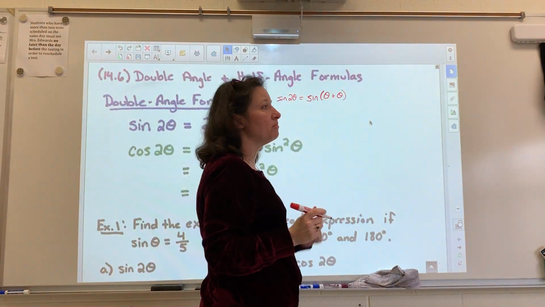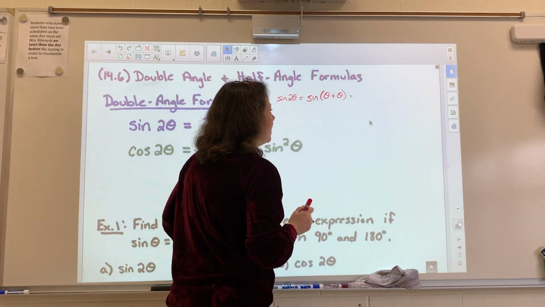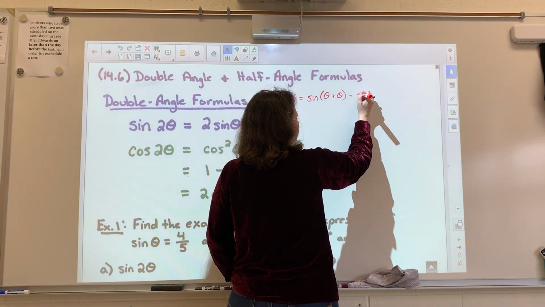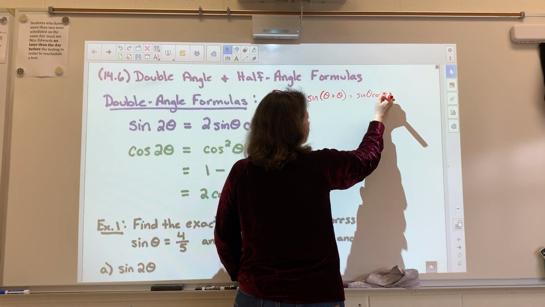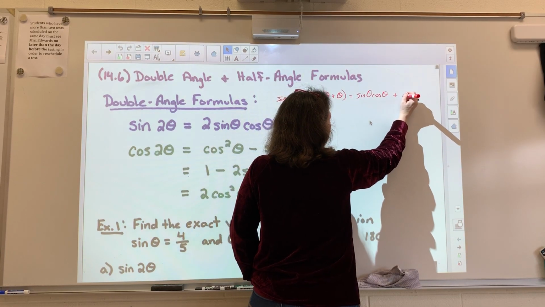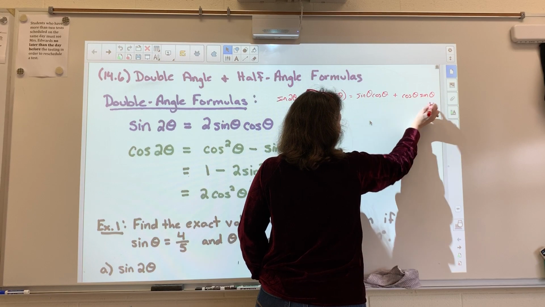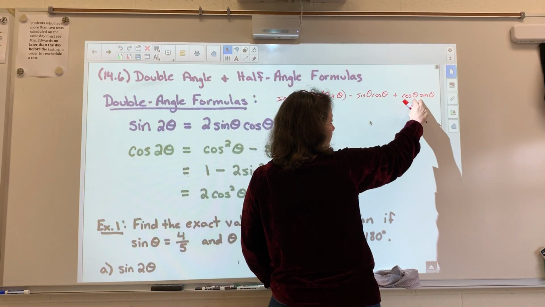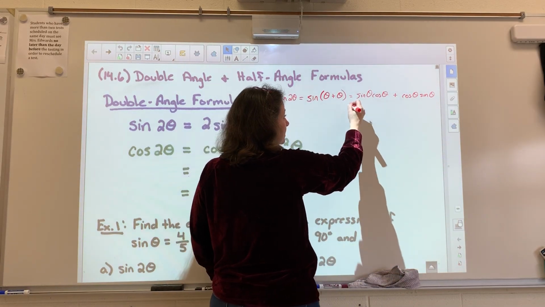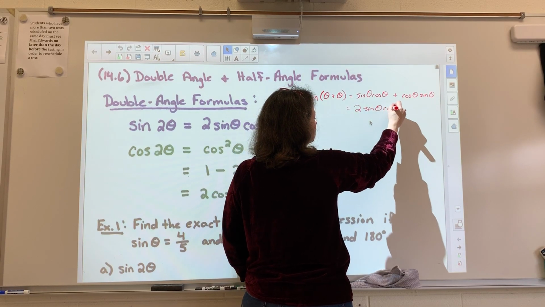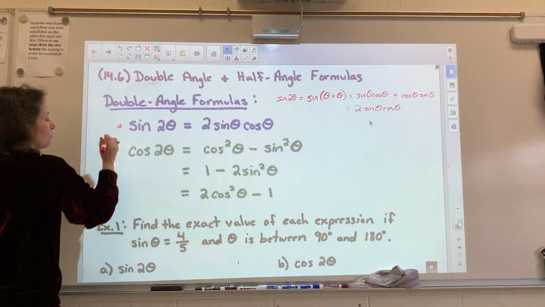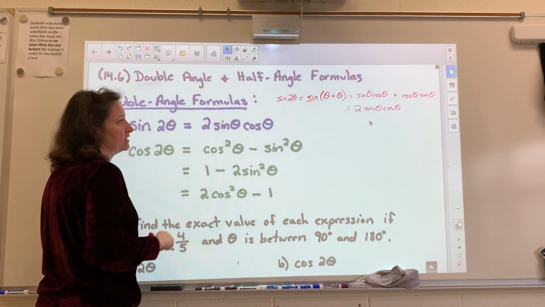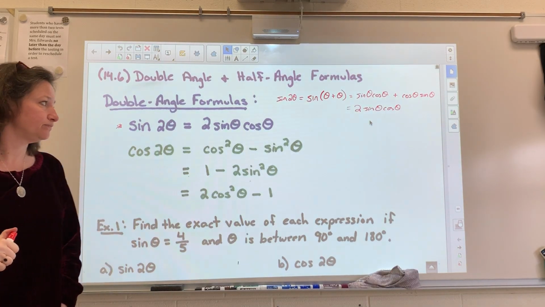Well, if we use the sum formula that you learned in section 5, how does sine of two angles being added expand out? We learned that it makes sine of the first angle, cosine of the second angle, plus cosine of the first angle, sine of the second angle. I've got sine theta cosine theta, plus another sine theta cosine theta, because multiplication is commutative. These are the same thing, so we end up with 2 sine theta cosine theta. That is the first double angle formula. Sine of 2 theta is equivalent to 2 sine theta cosine theta. It came from the formula we already know.